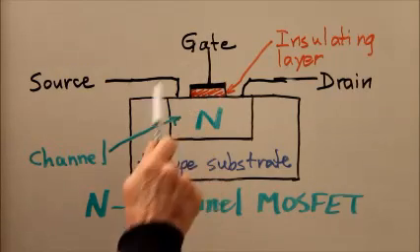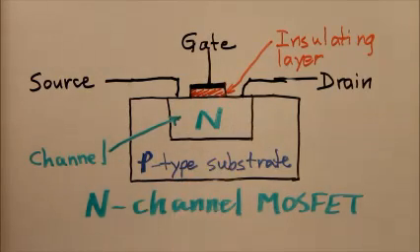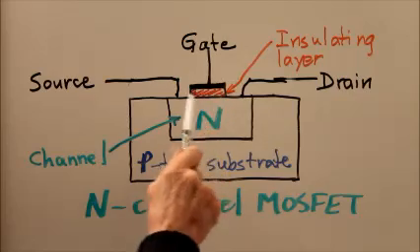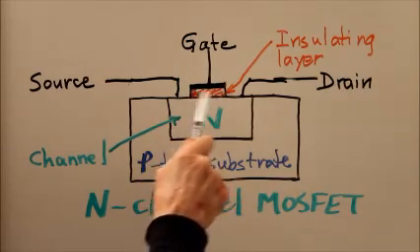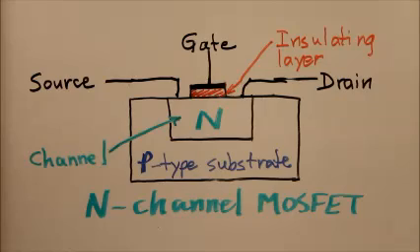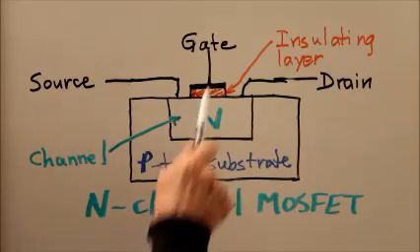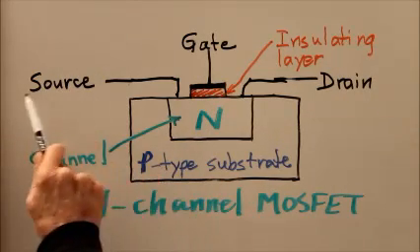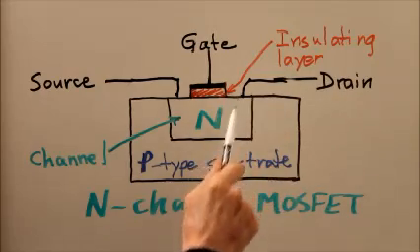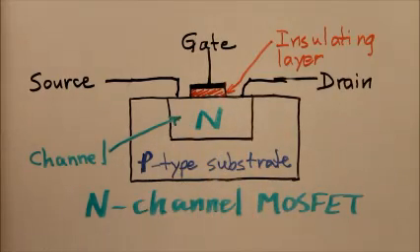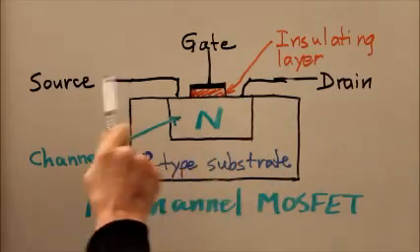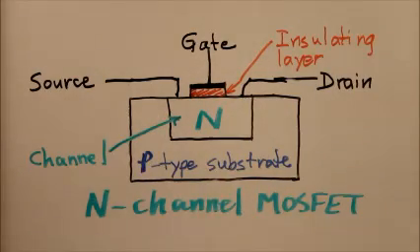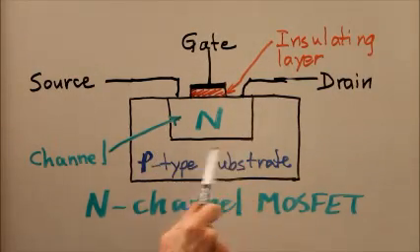It regulates the amount of current that flows through the channel, and it does that by producing an electric field through an insulating layer, also known as a dielectric. That's how this works. The actual electrodes, if you'll notice, there is no PN junction involved with the electrodes themselves. There is a PN junction here.